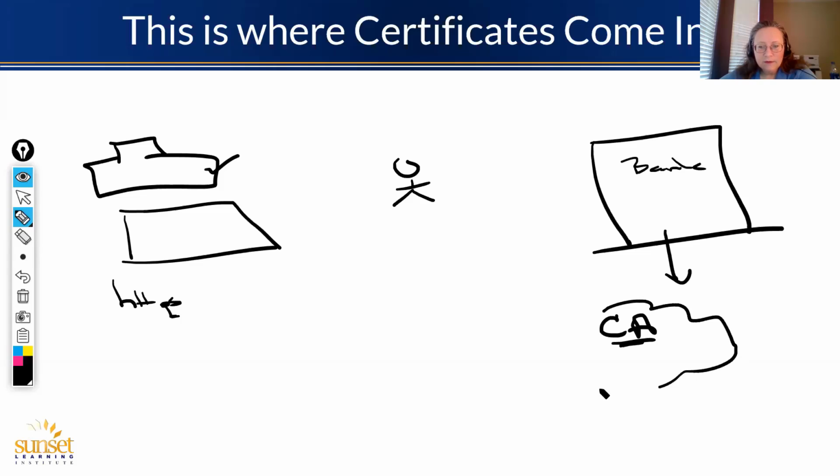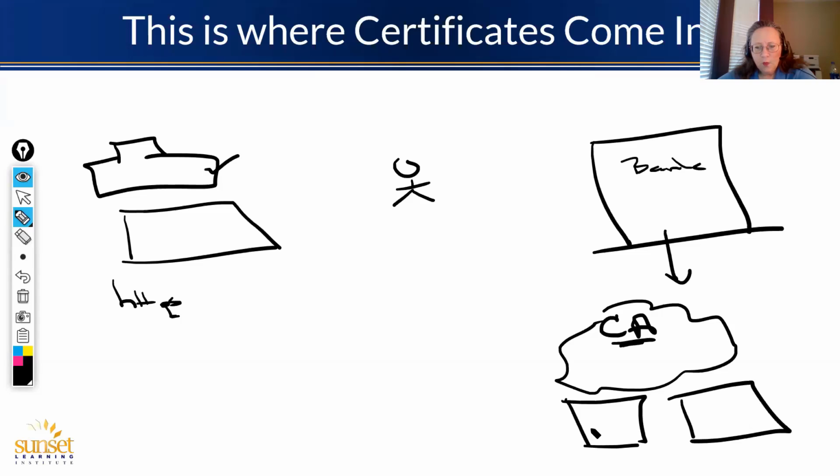So this is out on the internet. The bank went to the certificate authority and it said, please issue me a public-private key pair. Please issue me a certificate. So the CA generates two keys. One is public and one is private.